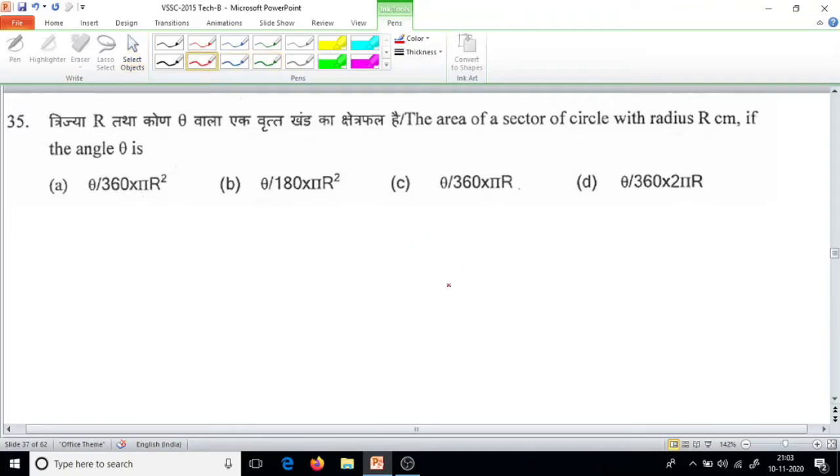The area of a sector of a circle with radius r centimeter if the angle is theta. So we have a circle. This is the radius. This is theta.